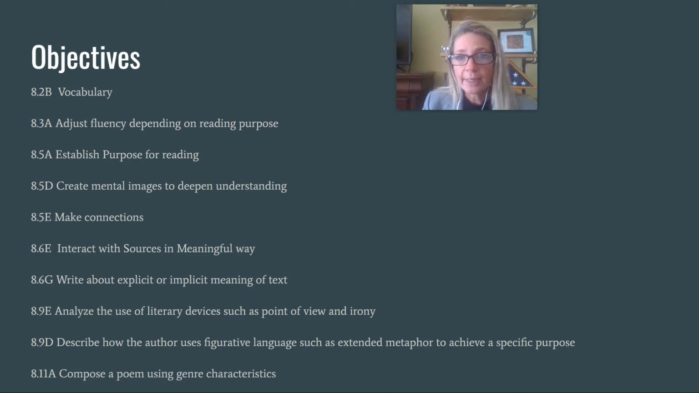And we will also write about the explicit, which means literal, or implicit, which means implied, or what we think the author means. We're going to analyze the use of literary devices. We will describe how the author uses figurative language to achieve his purpose. And then we will compose a poem.